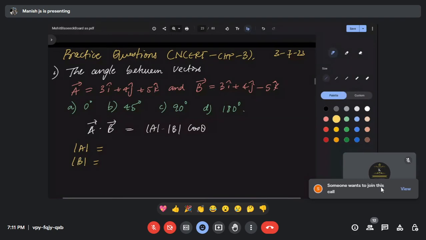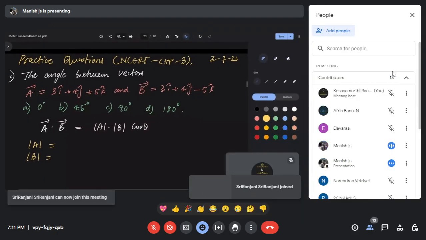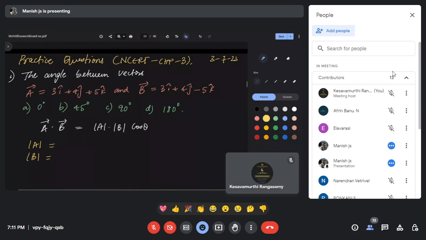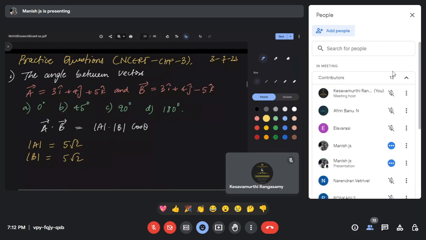Okay, mod A value, calculate it. I'm just interested to know what is modulus of A, which is square root of 3 square plus 4 square. Did you do that? Sir, no sir, mod A for me comes to 5 root 2. Same is for mod B also. Isn't it? And what is vector A dot vector B?